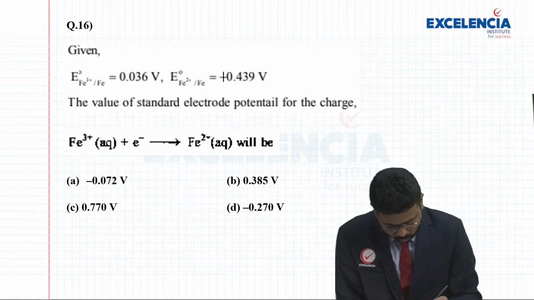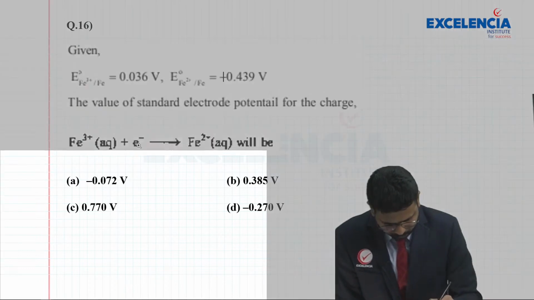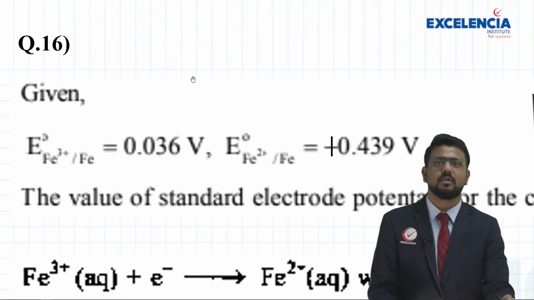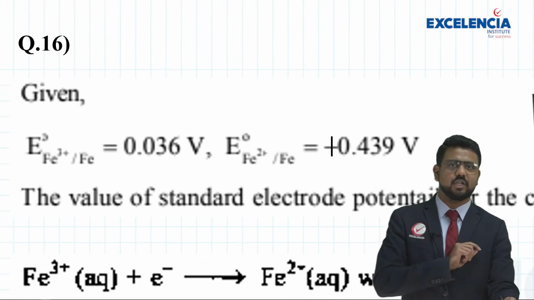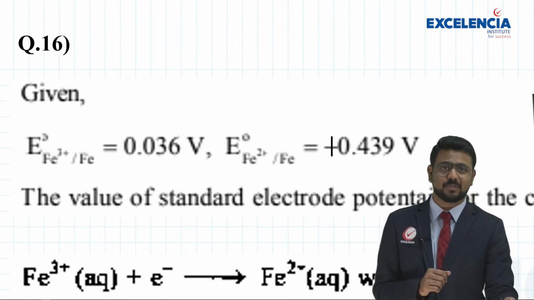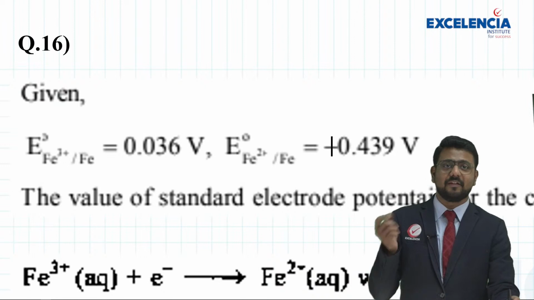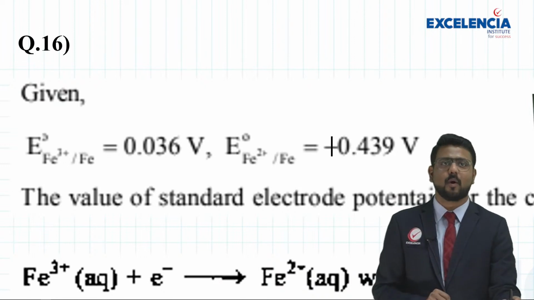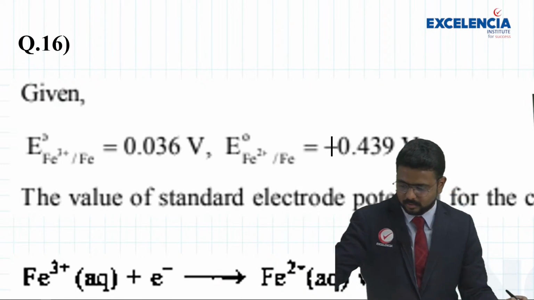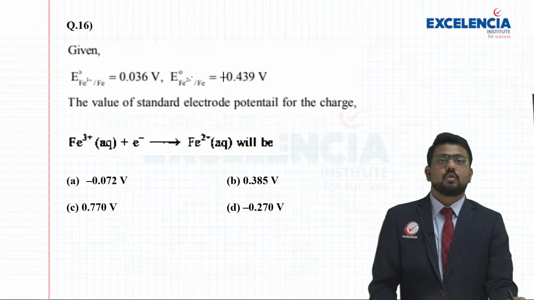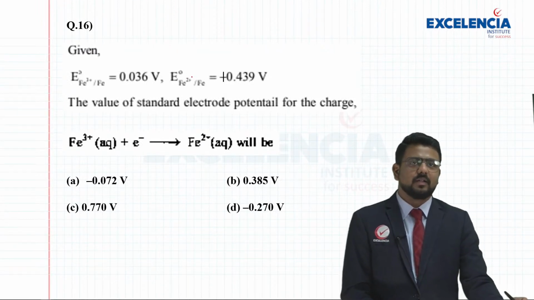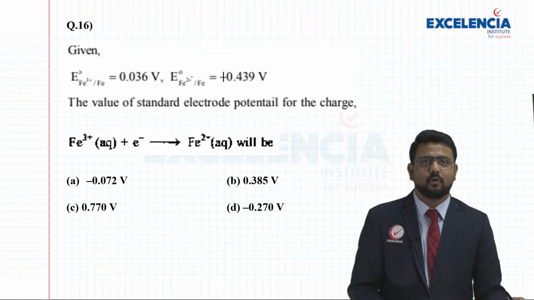Here you have been given two different E naught values, okay? You have been given two different E naught values. So E naught of Fe3+ changing into Fe is 0.036 volts. And E naught of Fe2+ to Fe is plus 0.439 volts, okay. So from this they are asking you to find the value for the standard electrode potential.